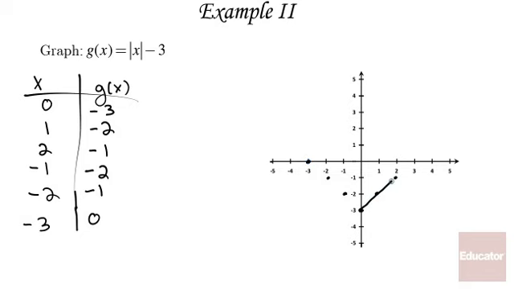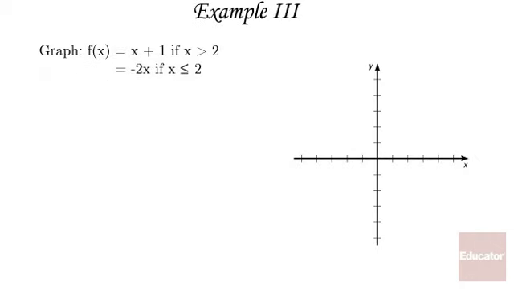So you can see that I've got a V-shaped graph. And compared with my graph that would look like this, that would have the V starting right here, it's actually shifted down by 3. So that's an absolute value function.